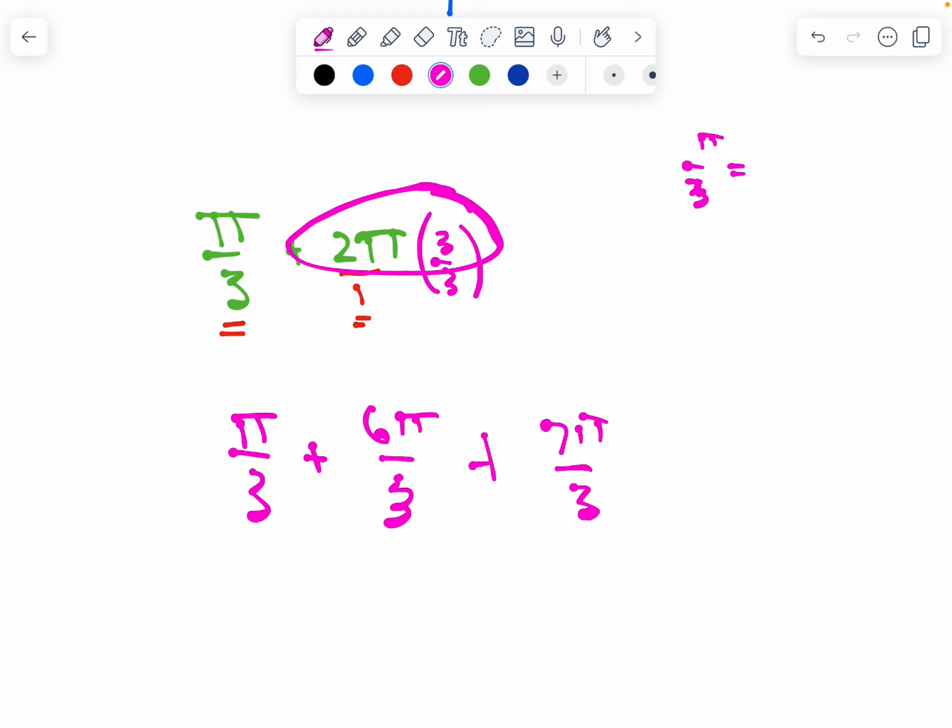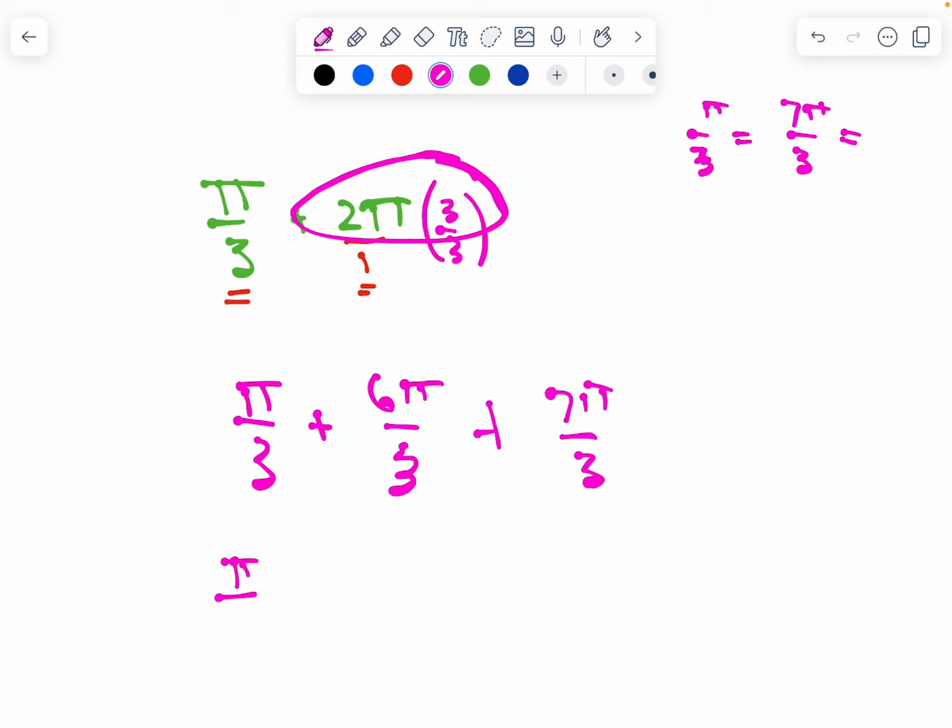It's also equal to the same thing as we can subtract 2 pi. So minus 6 pi thirds, that's going to be negative 5 pi thirds. So this is equal to negative 5 pi thirds radians.